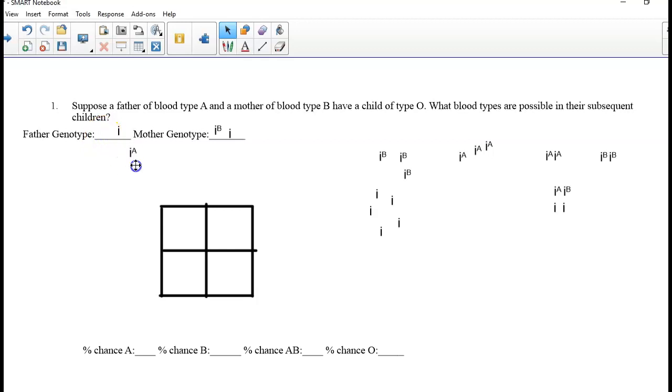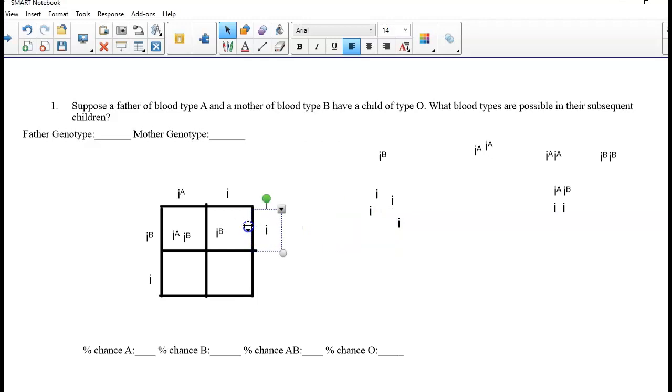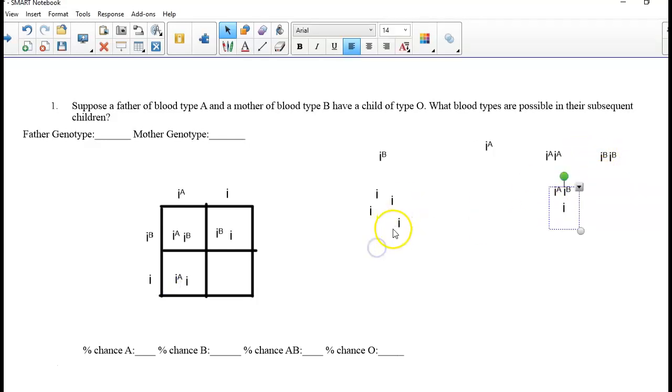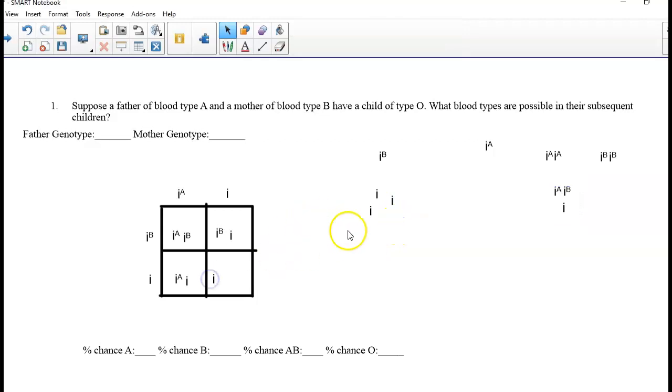So now let's do our Punnett square. This would be the father on one side, IAi. This would be the mother on the other side, IBi. And we're going to fill in our Punnett square. So this box will be IAIB. This box will be IBi. This box will be IAi. And this box will be ii. So those are all the possible blood types from a cross between these two parents.